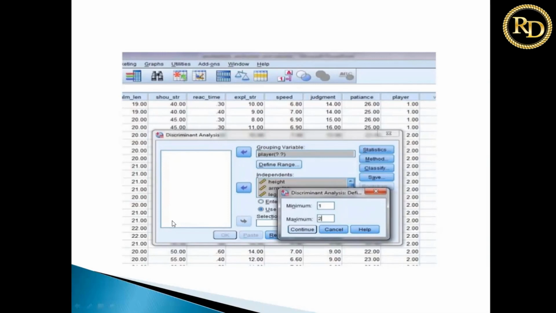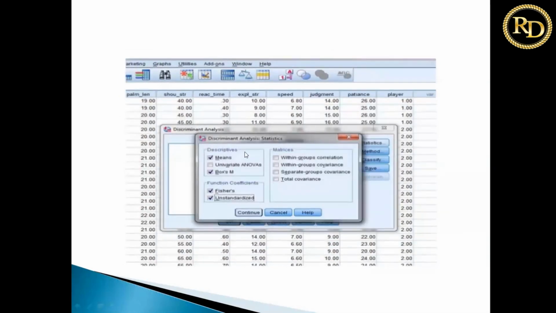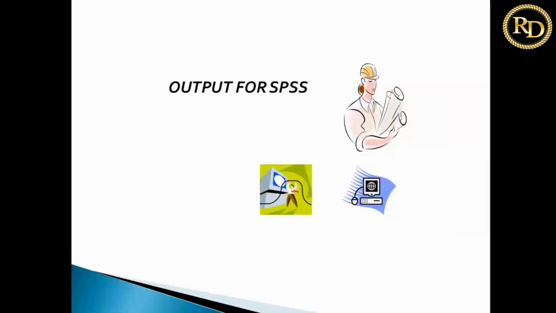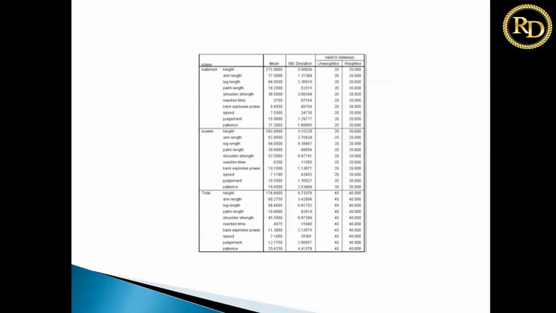So many options are there in SPSS. We will be discussing them one by one. Here, see Statistics, the first option. You can have the means of the variables under consideration, and you click on Box's M, because we wish to know the variability among the 2 groups. You can have function coefficients as well, Fisher's coefficients and unstandardized coefficients. Click on Continue, and then go to Classification, where you can click on Summary table and Case-wise results, and there are many other options. Click on Continue, and the SPSS output will appear by clicking on OK.